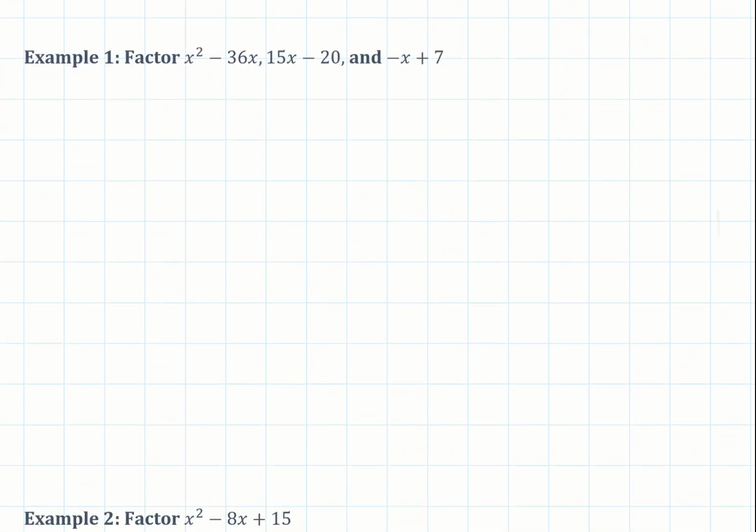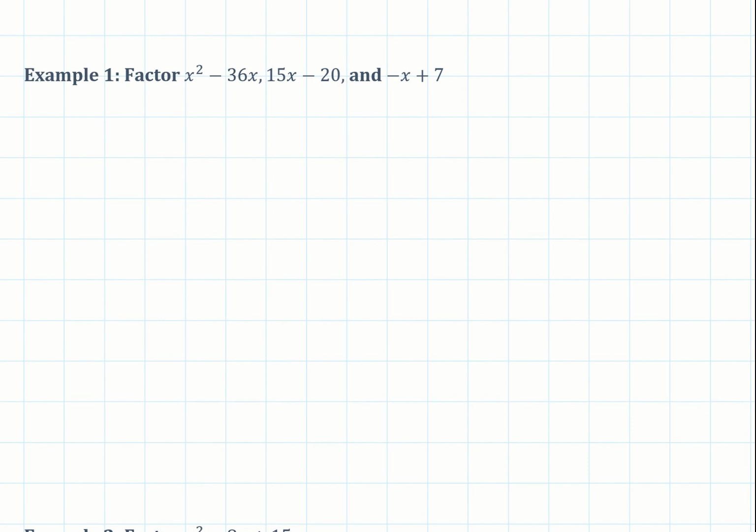There are two different strategies we're going to use today. The first strategy we're going to use is to look at the two terms and ask ourselves, do they have something in common that they can be divided by? For example, x squared minus 36x, you can divide both terms by x, so we're actually just going to divide out that one term, and we're done. This is the factored expression.